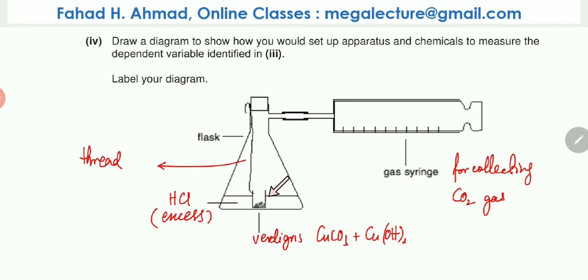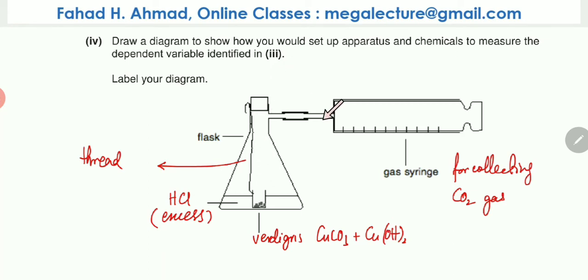So I want the apparatus to be ready, and if I pull on this thread over here, this verdigris, which is in this tube over here, would start reacting with the HCl. It's going to tip over and start reacting with the HCl that's in the flask already. So this is one way that I can add verdigris and mix it with the HCl without opening the tap, so no gases enter or leave the flask.